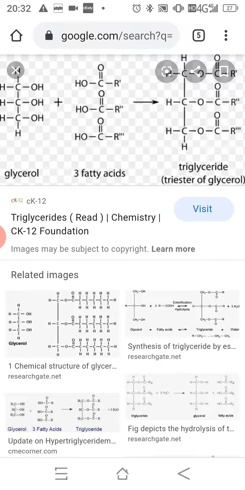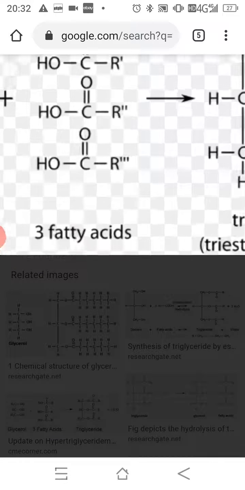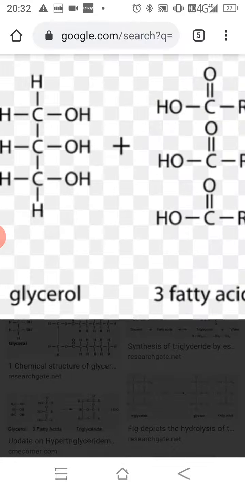Alright, there, glycerol. You can see it's a 3-carbon chain there, methane, ethane, propane, and it's got 3 hydroxyl groups attached to it. So its name is propan-1,2,3-triol, and it's a trialcohol basically.